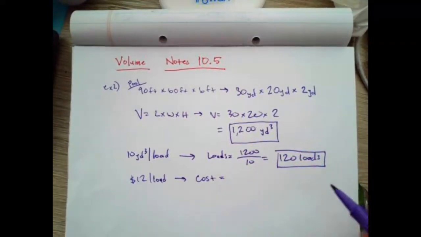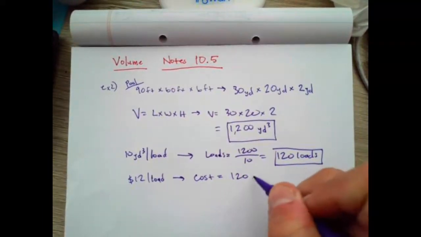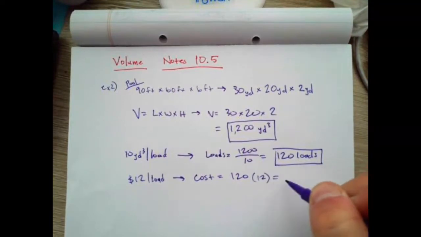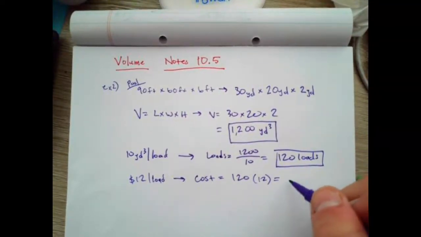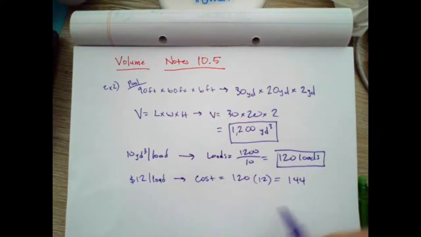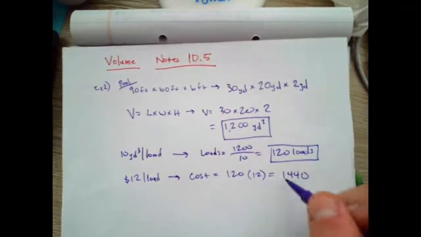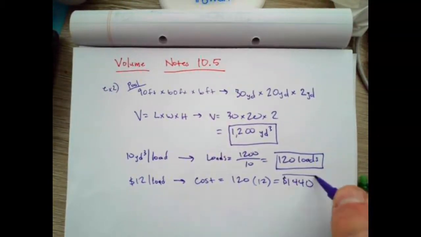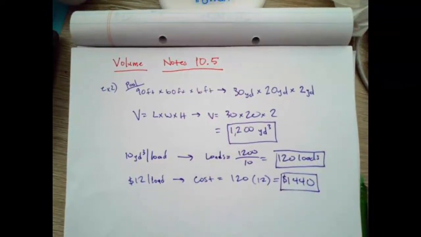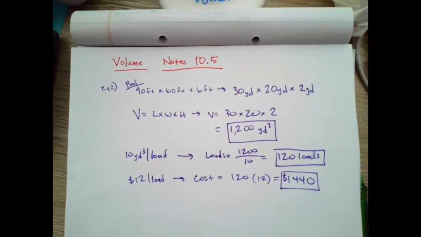total cost for haul away is going to be those 120 loads times $12, which is going to be 12 times 12 is 144. Add a 0. $1,440 to have that hauled away.